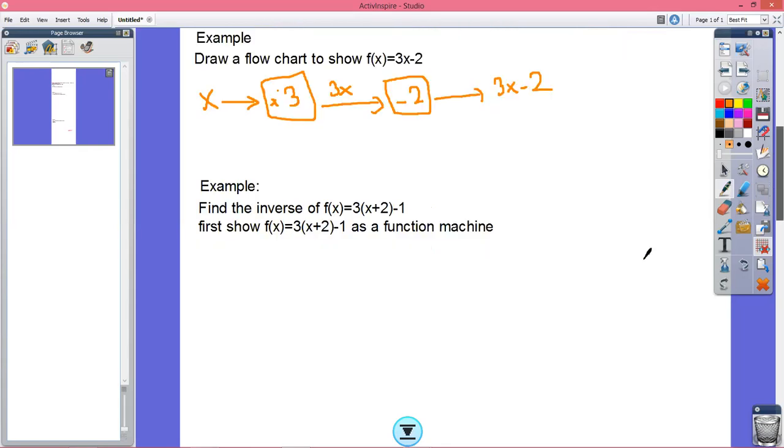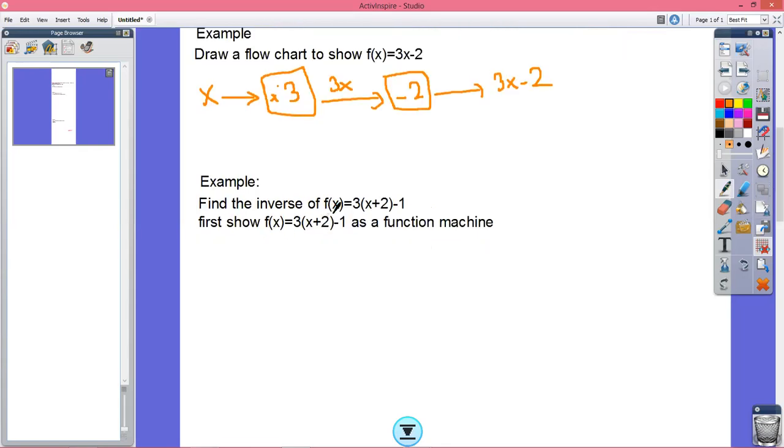Now let's go using this flow chart. Let's remember something. Now find the inverse of the function f of x is equal to 3 parentheses x plus 2 minus 1. First, show f of x is equal to 3 times (x plus 2) minus 1 as a function machine. Let's remember, as a function machine, we start with x. Now x, what do we need to do? We need to add 2, so x plus 2.